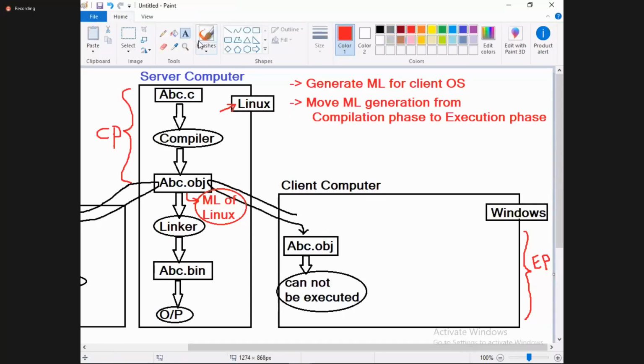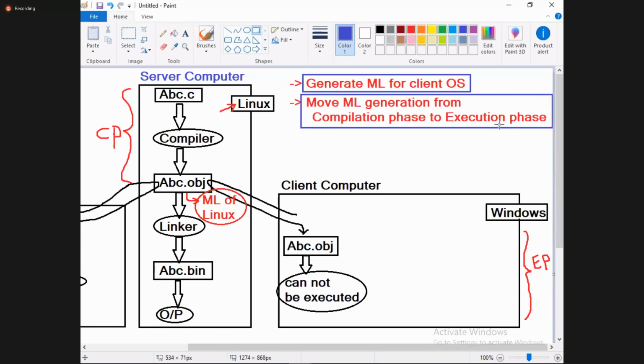In C language, the program is compiled and machine language is generated at what time? Compilation phase. Because at the compilation phase you are generating the machine language, you will generate machine language only for whom? Not for the client, but for the server operating system. But I want to run my program as per the platform independency thought. You need to generate machine language for whom?